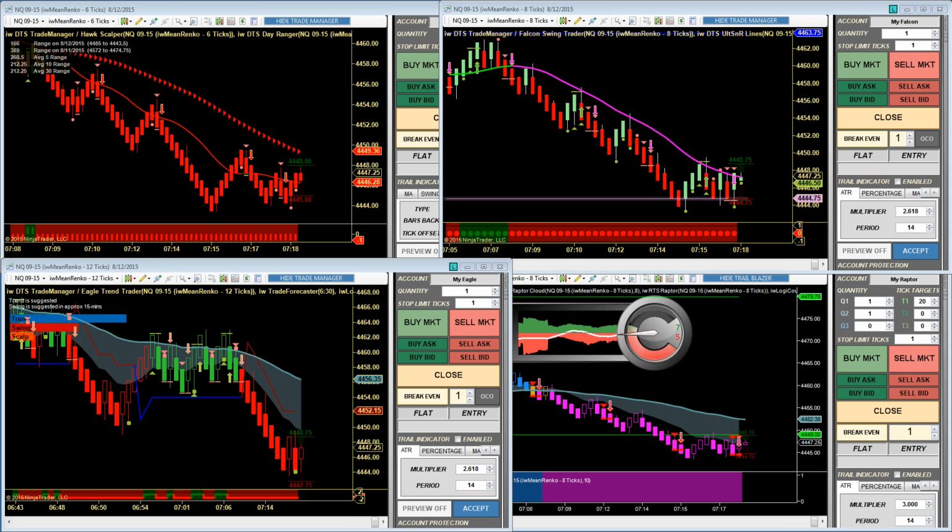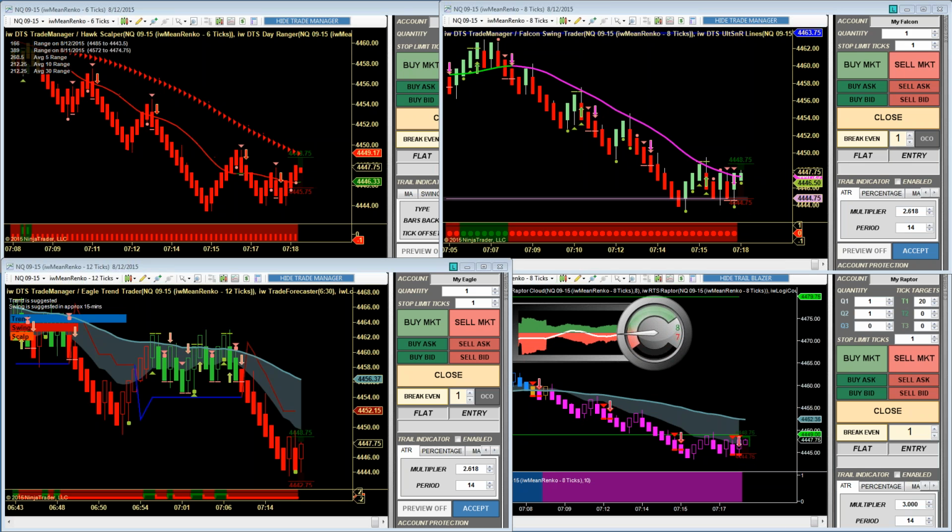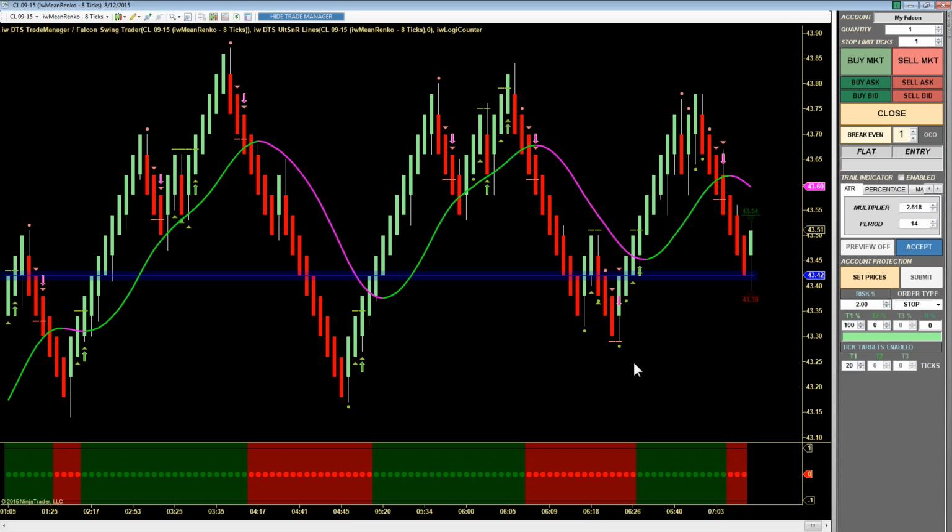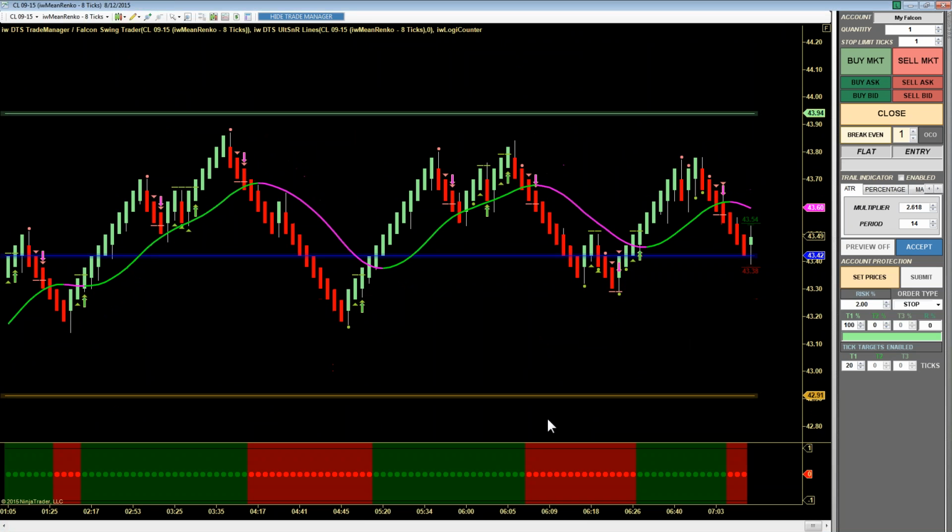All right, well, it does appear as though the NQ is set on heading lower today, so we're going to continue to look for shorting opportunities. In the meantime, let's take a look here at crude oil. This is crude oil now on our Falcon swing trader, and you can see that we are still range bound and pretty much trading in the middle of this trading range. Look at our trend line. It looks a lot like a roller coaster.